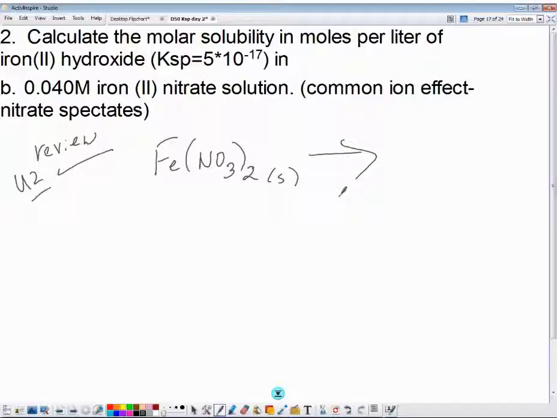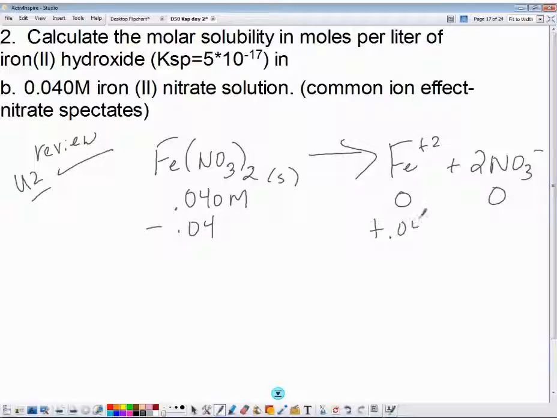So when we put it in water, there's a single arrow, which says it breaks up 100% into iron and nitrate. And if I start with 0.04 molar iron(II) nitrate in pure water, and that's always the understanding, minus 0.04, plus 0.04, plus 0.08 molarity. Why 0.08? Because it's a 1-to-2 ratio in that mole bridge. 2 of these for every one of those.